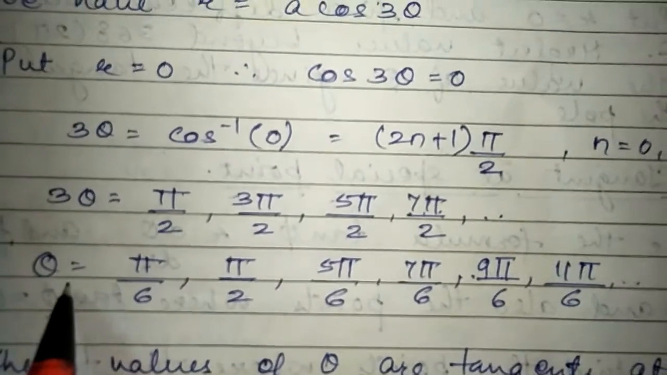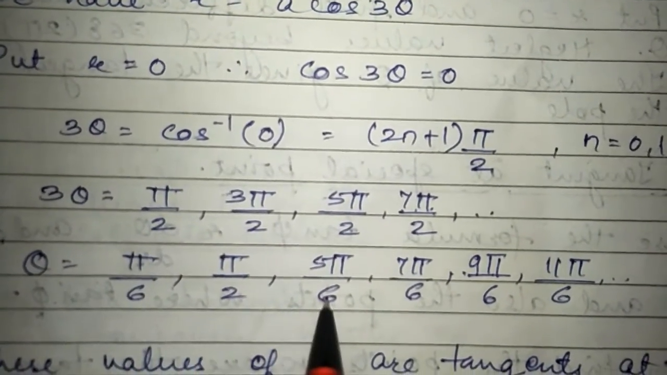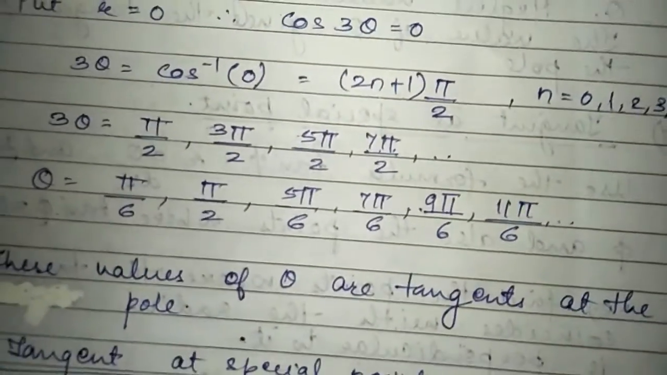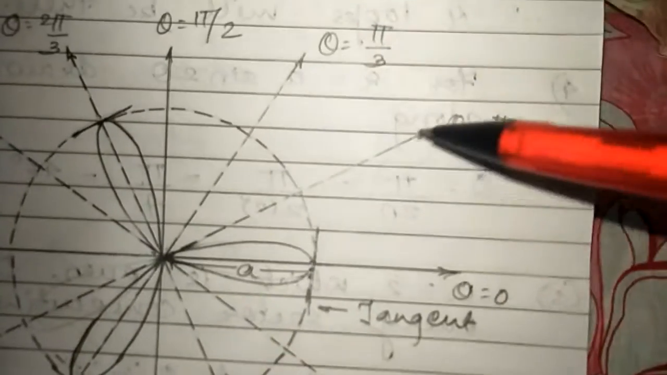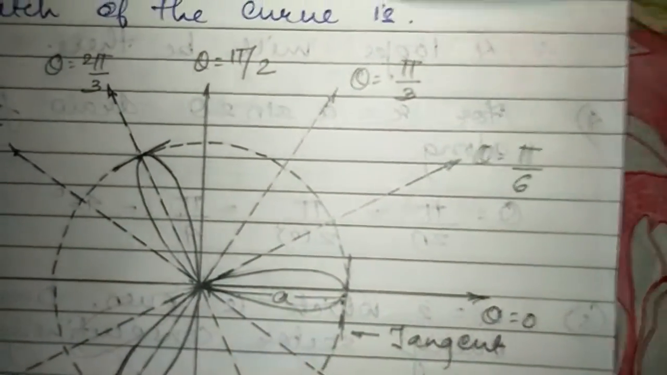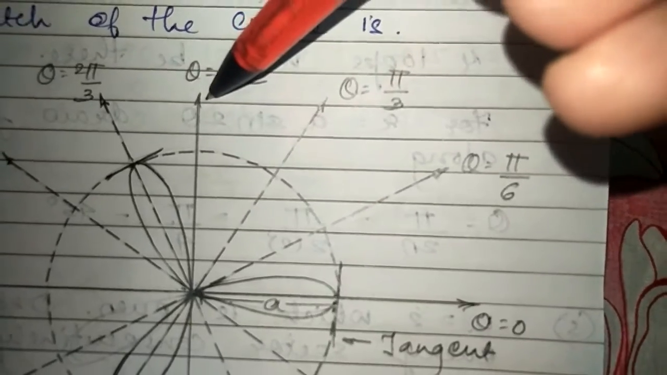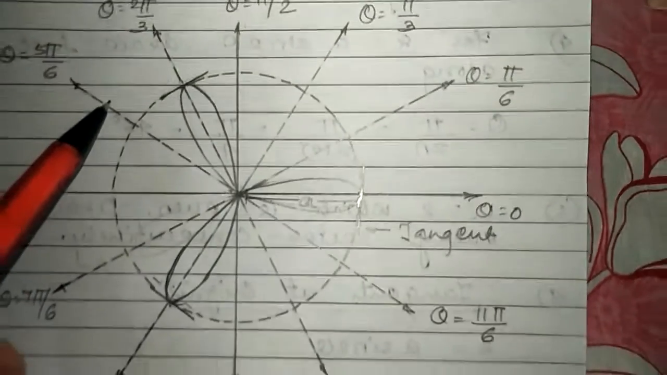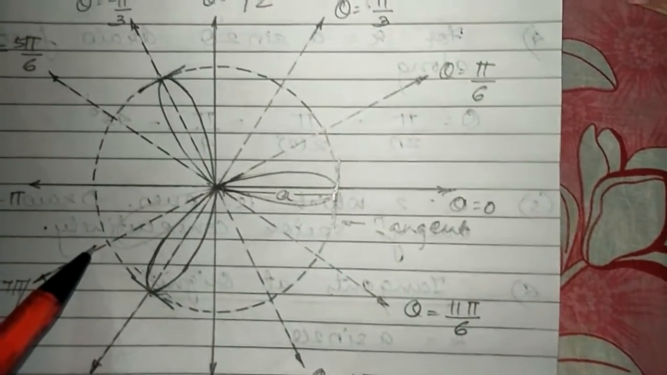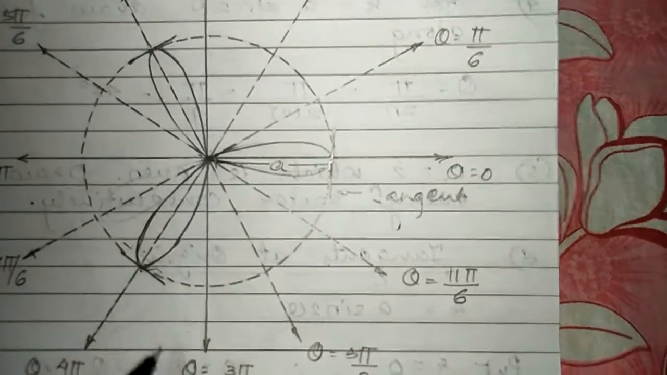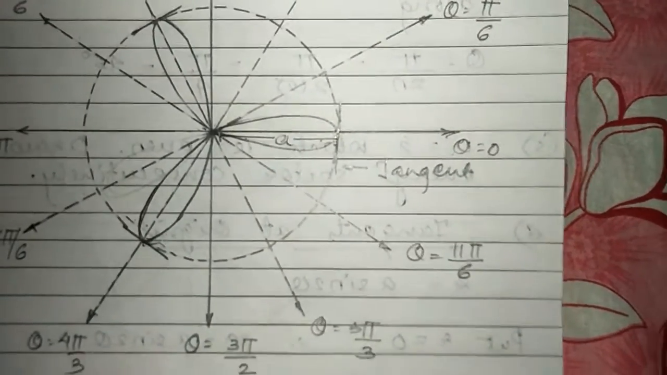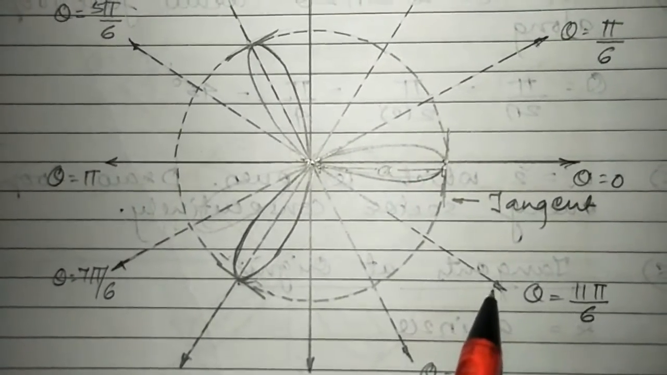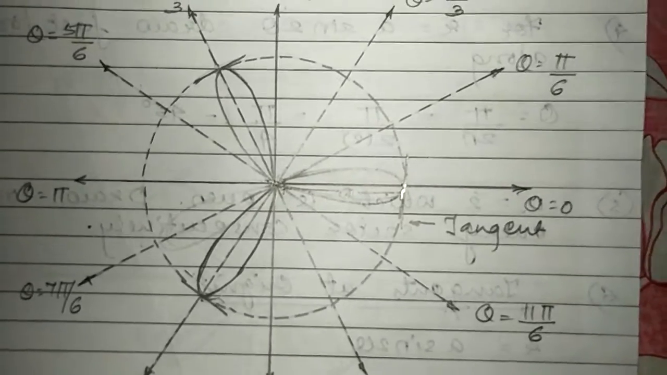Here we have found out theta is equal to pi by 6, pi by 2, 5 pi by 6, 7 pi by 6. These are the tangents at the pole. So theta is equal to pi by 6, then theta is equal to pi by 2, then theta is equal to 5 pi by 6, then theta is equal to 7 pi by 6, then we have 9 pi by 6, that is 3 pi by 2, then we have this 11 pi by 6. These are the tangents at the pole.